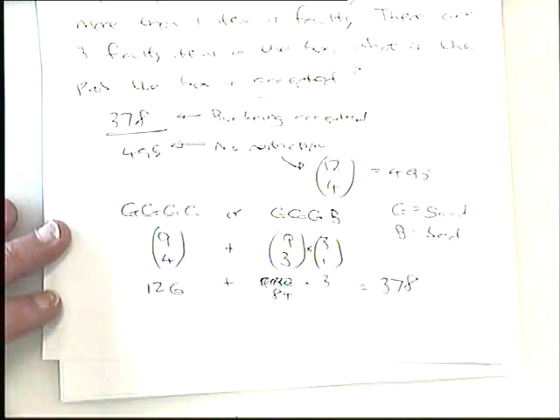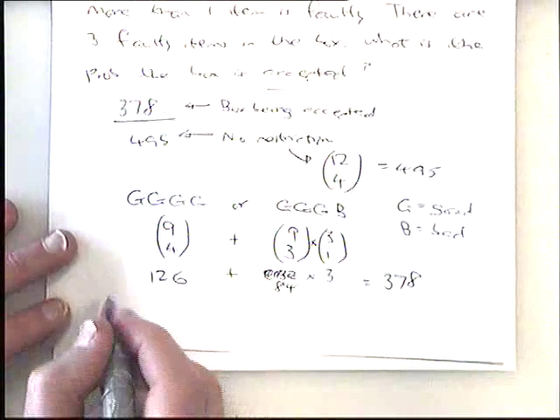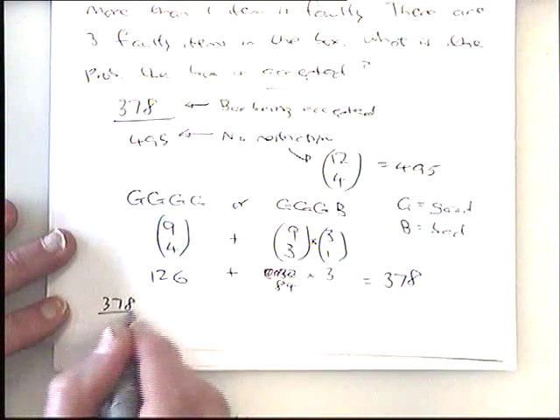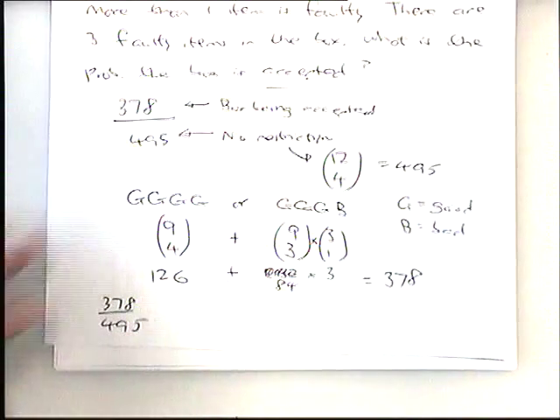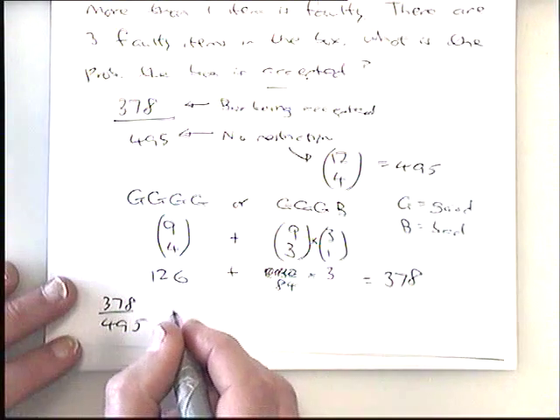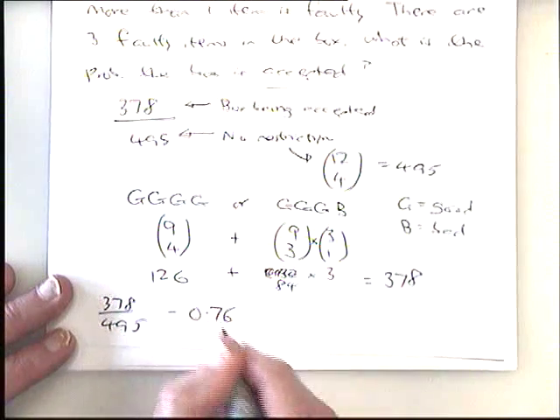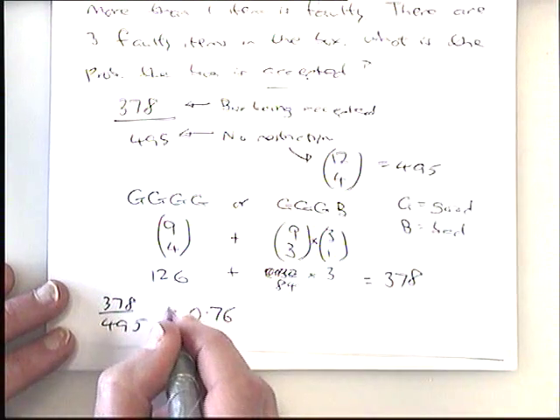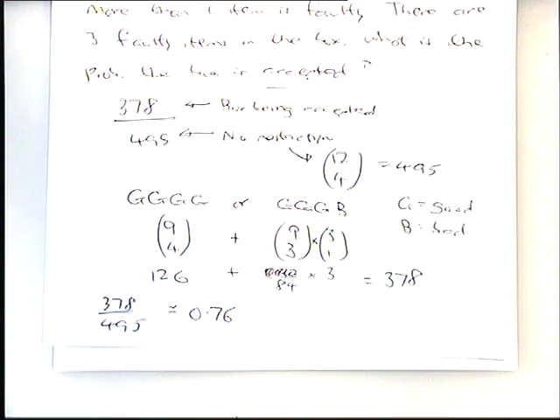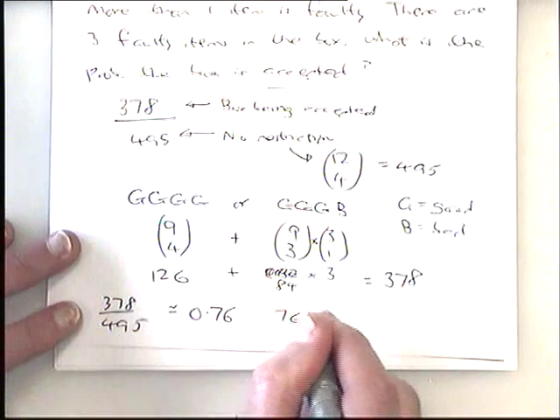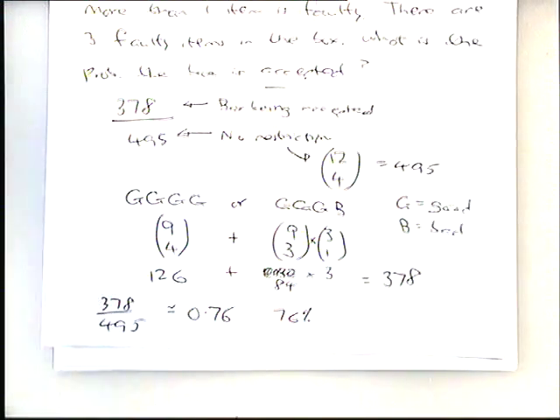There are 378 ways the box can be accepted out of 495 possible pickings. I've got down here that's, I'm not sure whether it's exactly equal to or roundabout equal to 0.76 as a decimal. So it's about a 76% chance. Okay, so it's about a 76% chance of the box being accepted.